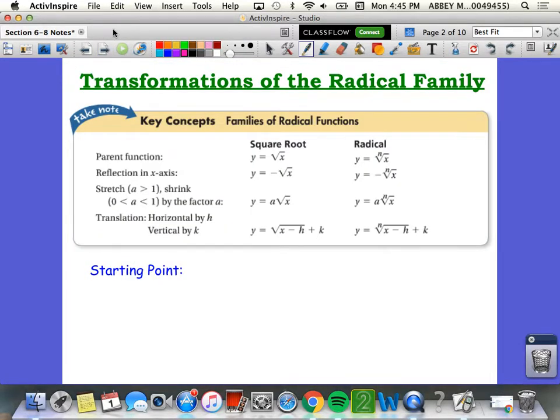So on this page, we talk about all of the transformations that you can have to a radical. So just like before when we talked about in Module B and C and D, all of these transformations that we've learned still apply here even with the radical family. So here you'll notice if you have a negative out front, that means you still have that reflection. If you are multiplying by an A value, if that A value is greater than 1, it's a stretch. If it's a fraction between 0 and 1, it's a shrink. We also know that as a compression.